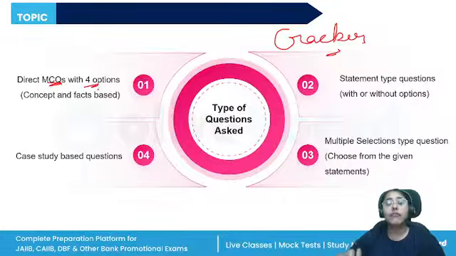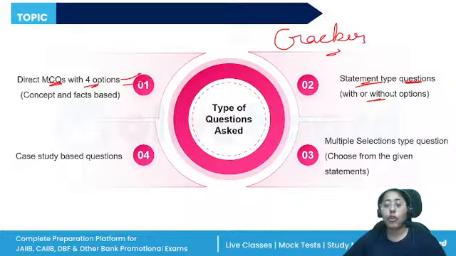What is the penalty for continued contravention of the provisions under the RBI Act? These are the direct MCQs where you will be given 4 or 5 options. Then you will be given statement type questions.